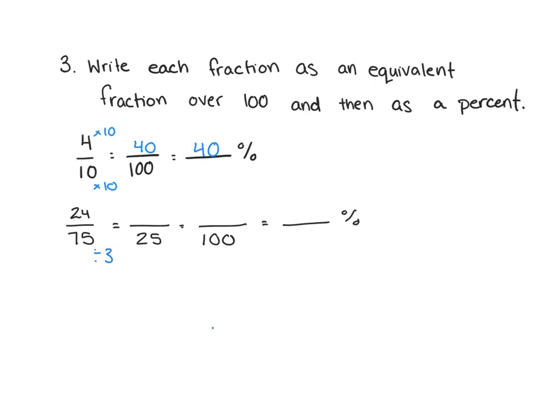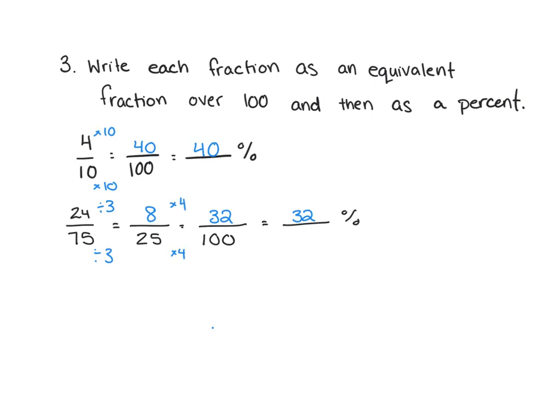So once again, if we do that to the bottom, we have to do that to the top as well. So 24 divided by 3 is 8. And then we go from our 8 over 25 to 100. So 25 times 4 is 100. So we need to multiply 8 by 4, and that gives us 32. And then our numerator, if it's over 100, becomes our percent.